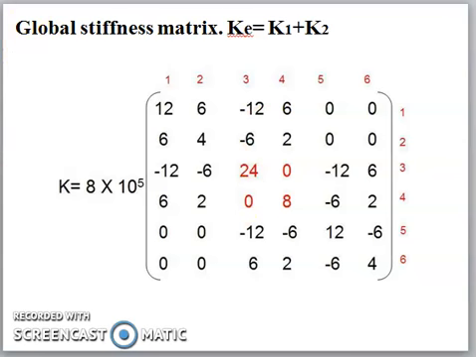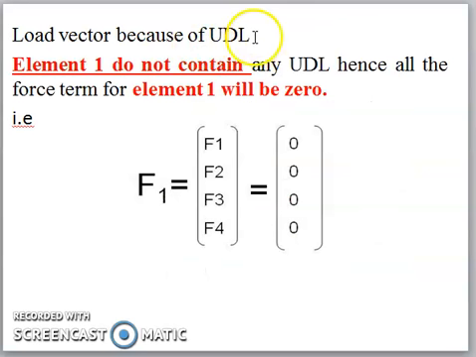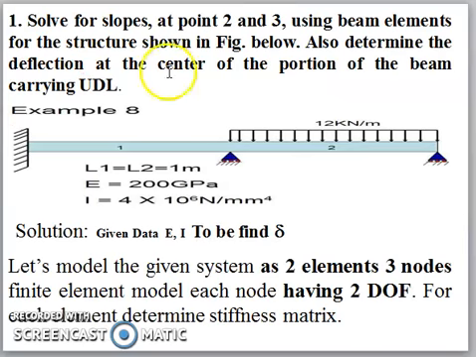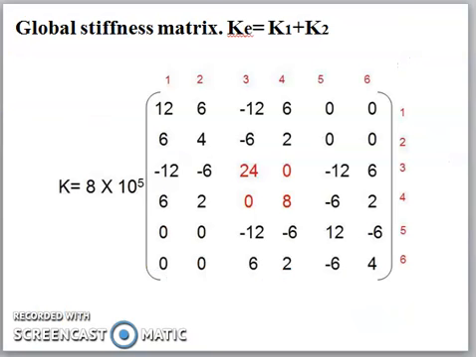Then after the global stiffness matrix, the load vector. The load vector because of UDL, because the given condition is UDL. Here element 1 does not have any load, so no need to talk about either UDL, UAL or point load. You can directly take F is equal to 0. But here it is given as UDL, that is uniform distributed load.